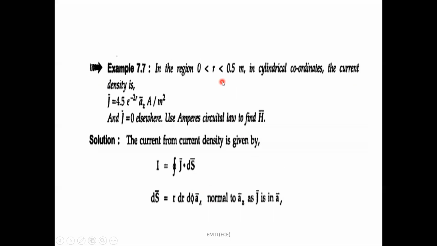And the next problem: in the region 0 less than r less than 0.5 meters in a cylindrical coordinate system, the current density is J bar equal to 4.5 e power minus 2r az bar amperes per meter square, and J bar is equal to 0 elsewhere. Use Ampere's circuital law to find the value of H bar.